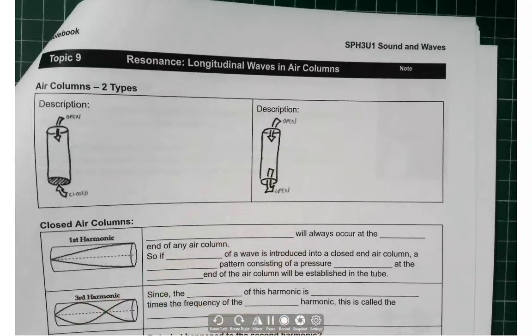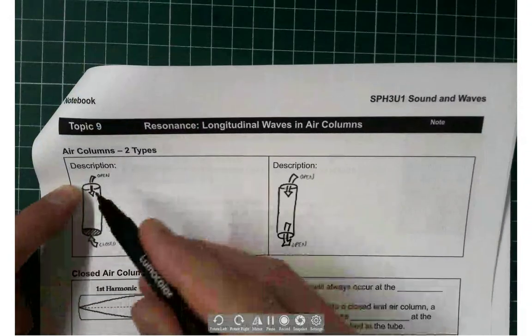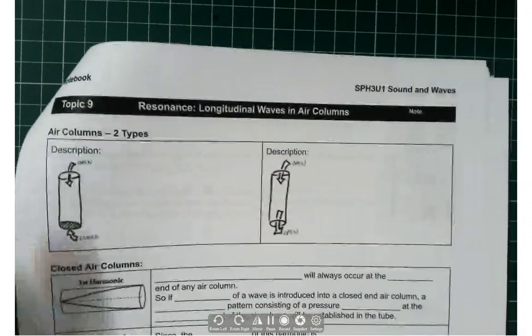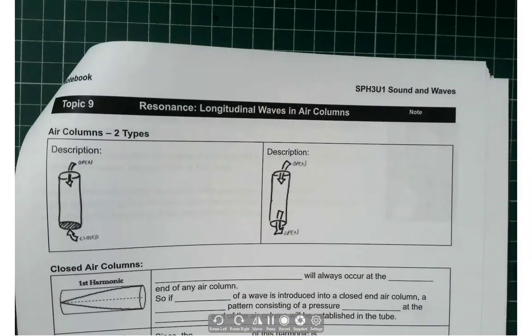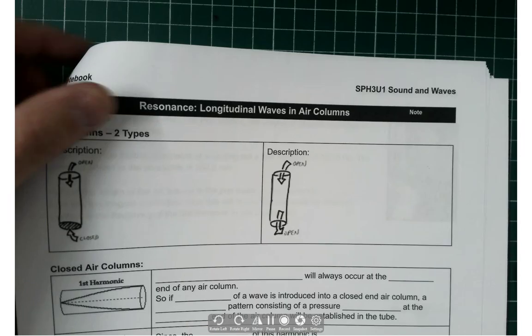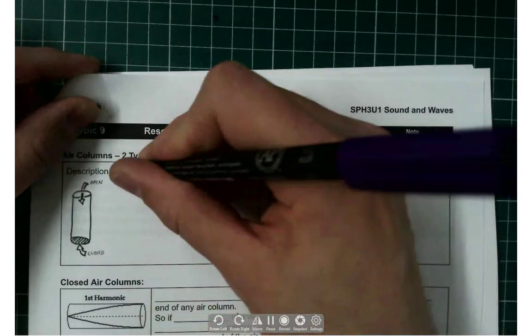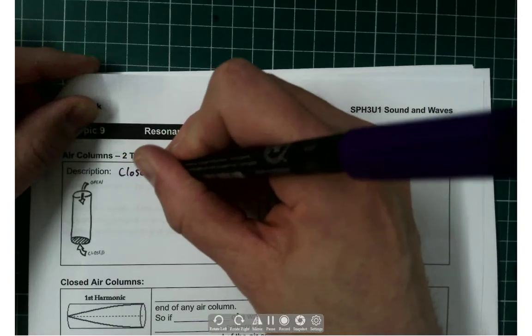Air column. So let's hash out the vocab on this. I've got a type of resonating air column that's open at one end and closed at the other, and here I've drawn it kind of like a toilet paper roll. Can you see what I'm talking about? But I capped it off at one end, and I'm trying to indicate that it's closed at one end with a shading on the end. So this is what I call a closed-ended air column.